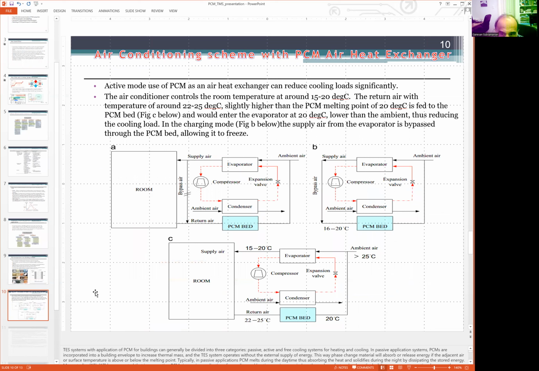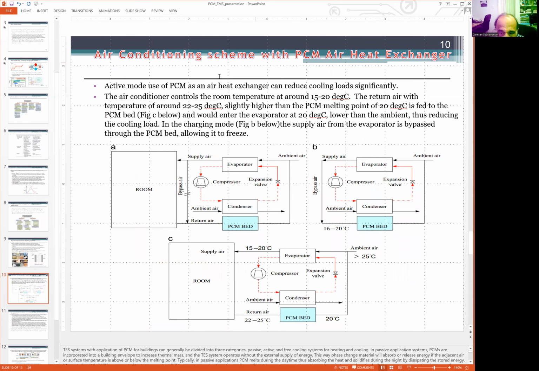Now here is an active mode application of PCM in an air conditioning scheme. Chart A shows where the PCM sits in terms of the overall scheme, where you have an evaporator and a condenser, and a compressor, which is part of any air conditioning system, and how we control the circulation of the air into the PCM bed.